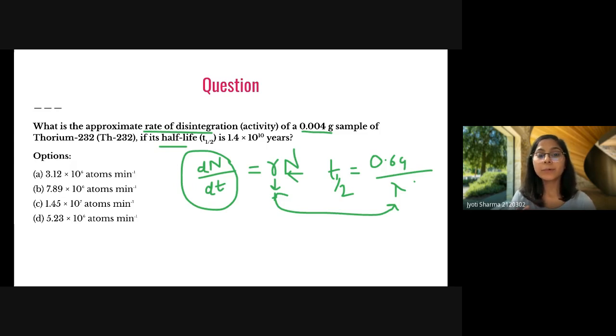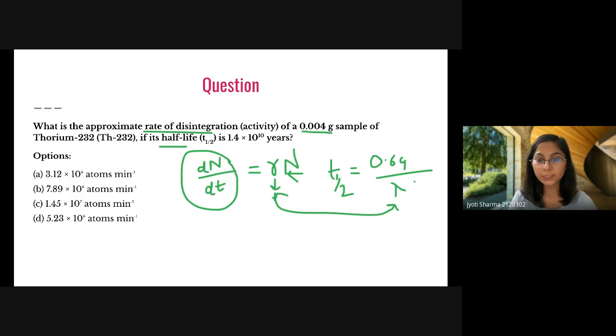Okay, the number of atoms that have decayed. So half life means half the number of atoms have decayed, but here the sample is in grams, right? So this is 0.004 grams. First we have to convert this gram into number of atoms, and then, having calculated this R, we put this value R with N, and this will give you the rate of disintegration. So this is how we can calculate this.